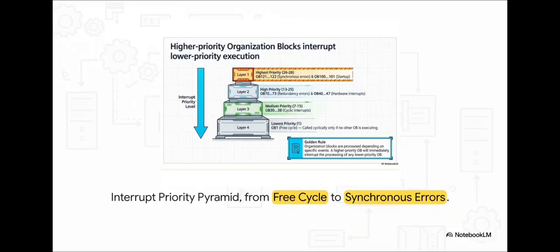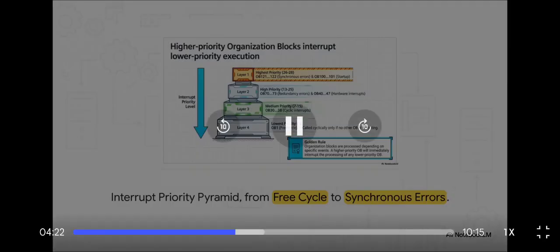Move up to layer 2, high priority, and you've got hardware interrupts and redundancy errors. And finally, layer 1 at the very top, startup and synchronous errors. These high priority interrupts are the ultimate VIPs. They completely bypass the velvet rope and will immediately pause any lower level task just to execute their critical code.